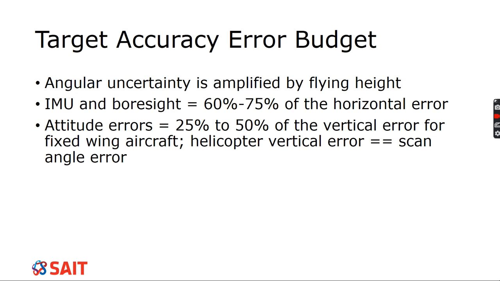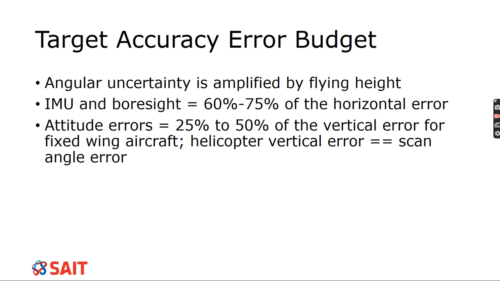So our actual target: what does this whole error budget look like? How do we break it down into its pieces? We have angular uncertainty that's amplified by flying height, right? Every time I get higher up, we end up with more and more uncertainty in angles. The IMU and bore sight actually contribute 60 to 75% of the horizontal error, so this is our XY direction on the ground. If you're seeing a big error, it's probably something to do with the IMU or the bore sight of the scanner, or even the placement of the bore sight of the scanner.